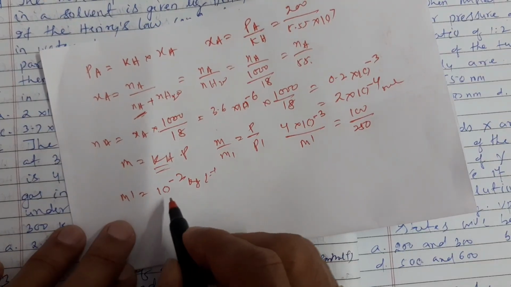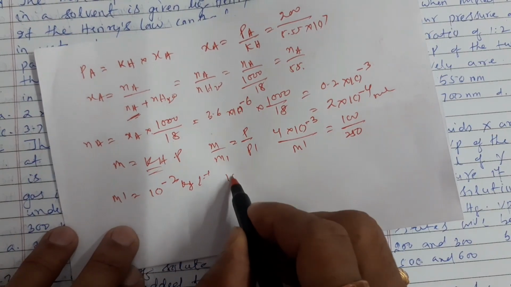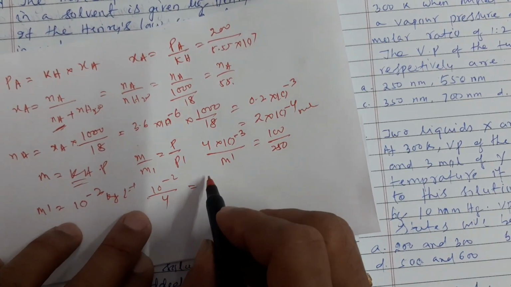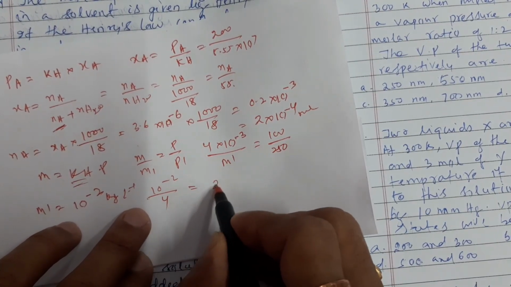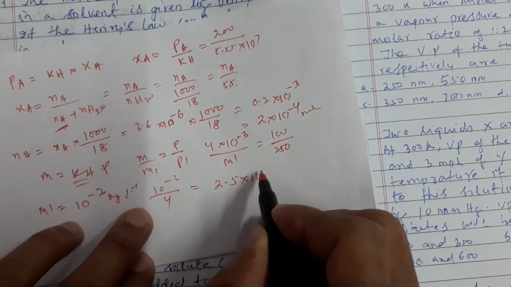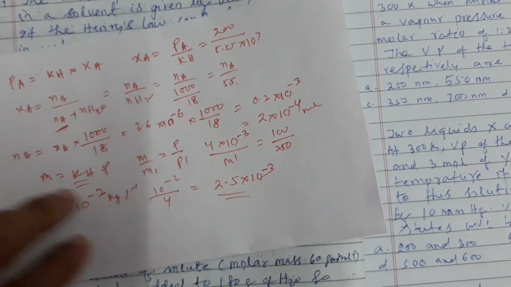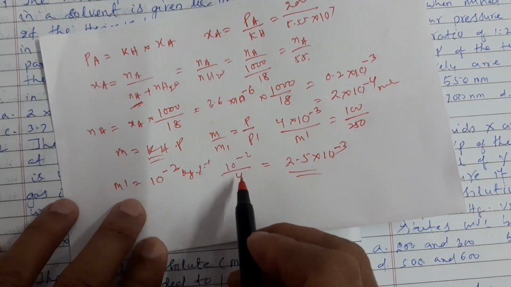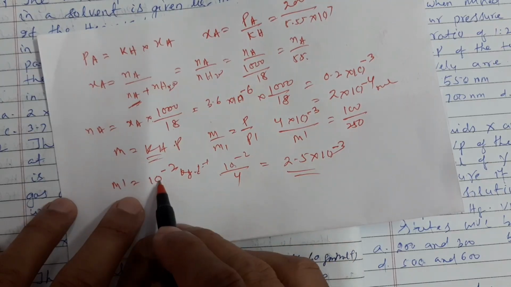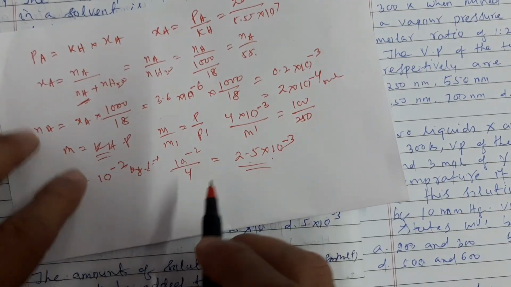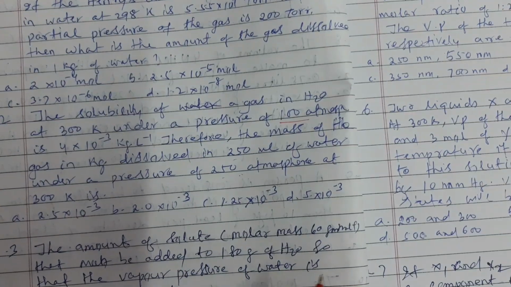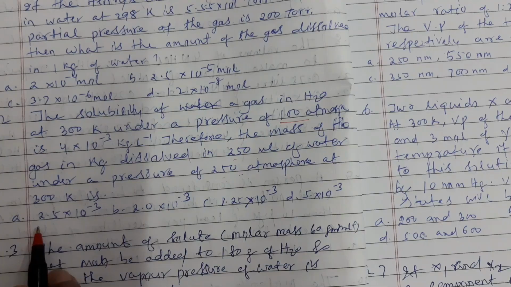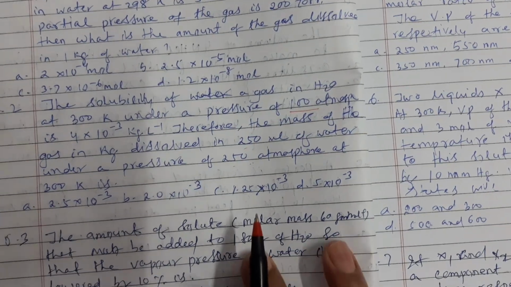So for 250 ml you will get 10 to the power minus 2 divided by 4, which is 2.5 multiplied by 10 to the power minus 3. This is for kg per liter, but since it is asked for 250 ml, you have to divide by 4 and you will get this. So choice A is the correct answer.